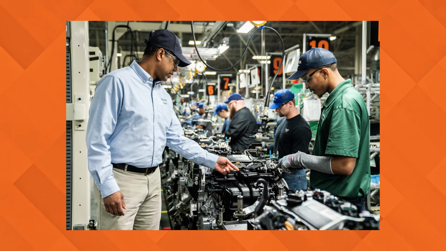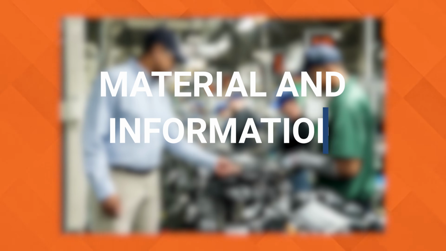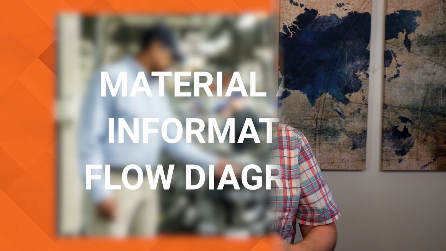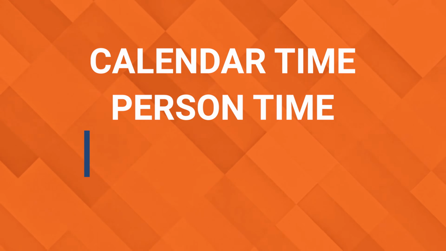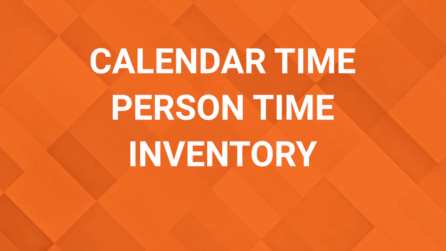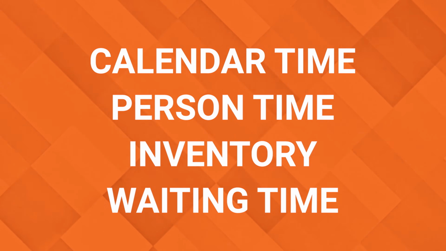Value stream mapping comes from Toyota, but people at Toyota often refer to them as material and information flow diagrams. The information in a value stream map will vary based on what you're building or delivering, but it typically includes things like the amount of calendar time and person time each process in the system takes, the amount of inventory in the system at each step, and the amount of time people spend waiting.